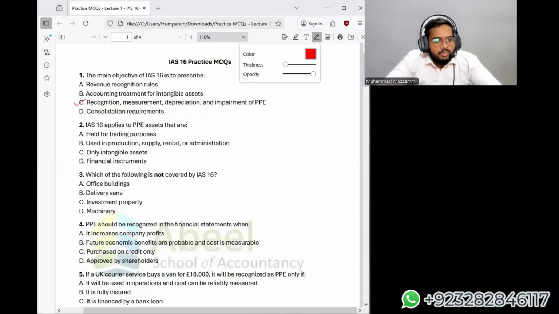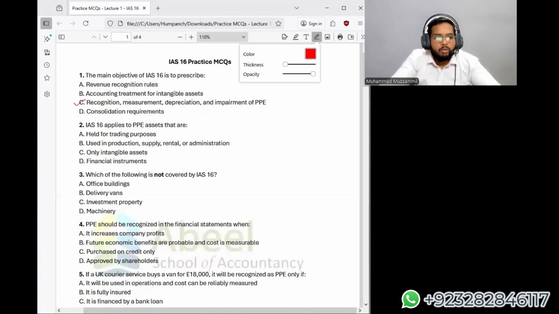Second: IAS 16 applies to property, plant, and equipment assets that are, what is the correct answer? Option 1, held for trading purposes; or used in production, supply, rental, or administration; or only intangible assets; or financial instruments. What is the answer? It is a very easy MCQ. I hope you marked it right, which is option number B.